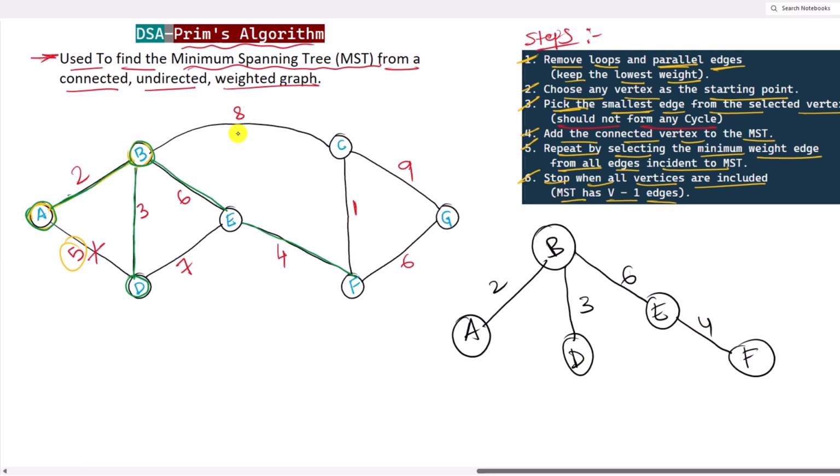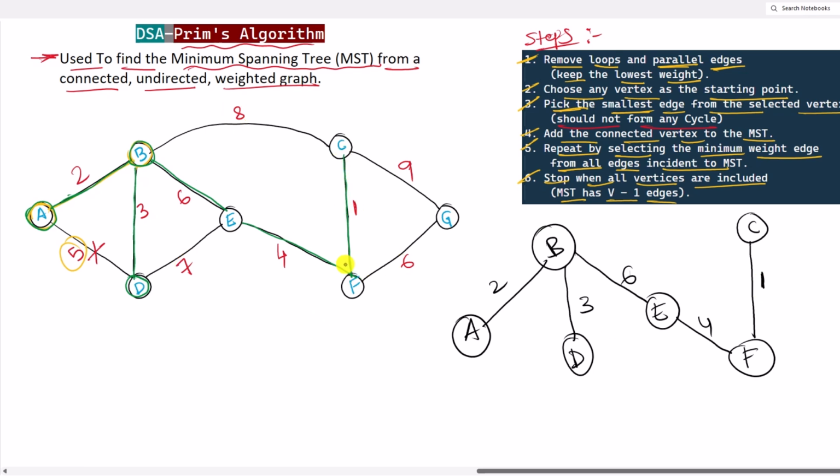Now again we're going to compare all the incident edge weights. This time we're going to compare between 8, 1, 6 and 7. Among them 1 is the minimum. So we're going to take this edge with the weight 1. So we have taken this edge.